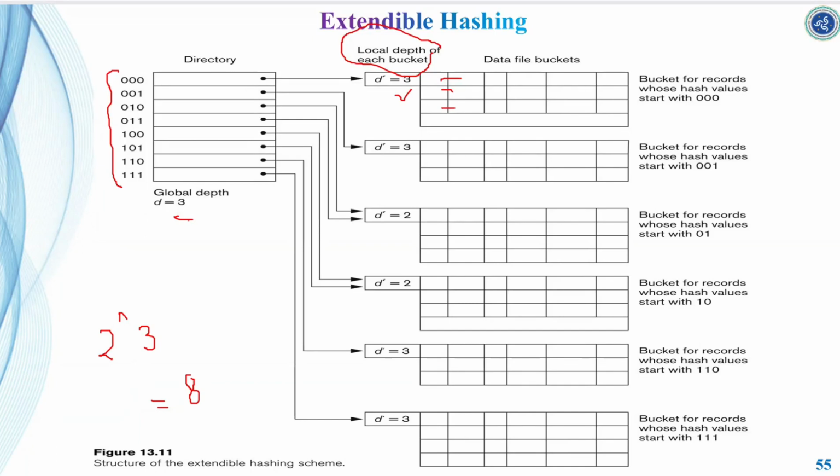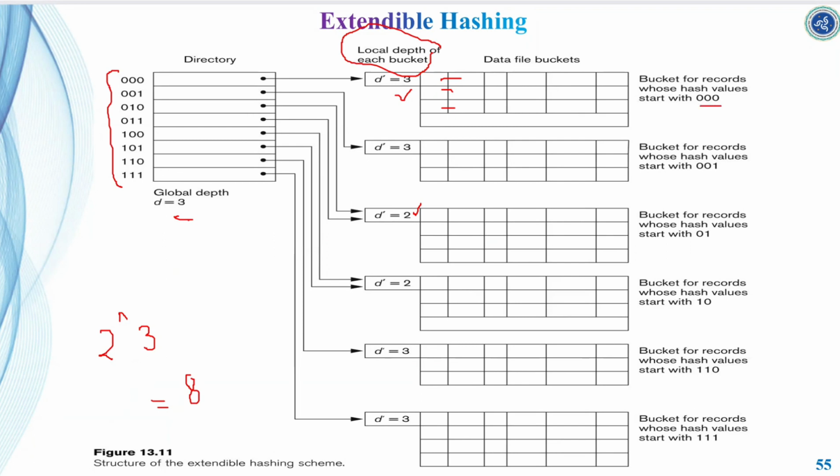If you are looking at this, here the local depth is 2. So here the bucket can have 2 records. Here the hash value, so the address has to be taken as 3 values. The bucket is for records whose hash values start with 3 different values.